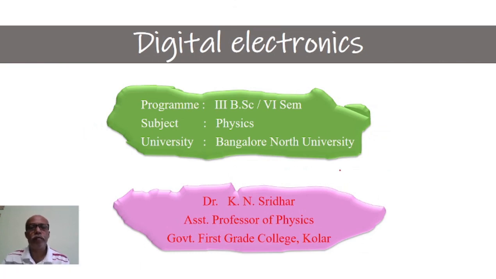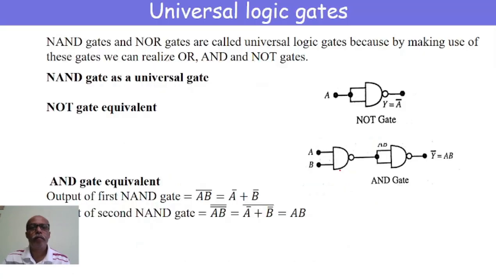Good morning. Let us now discuss the universal logic gates. The two gates, NAND gate and NOR gate, are together called the universal logic gates because these two gates are used to realize the OR gate, AND gate and NOT gates. Let us study one by one in detail.